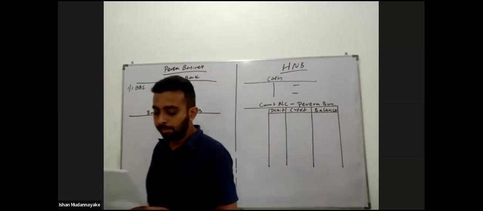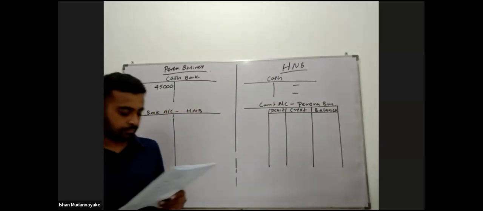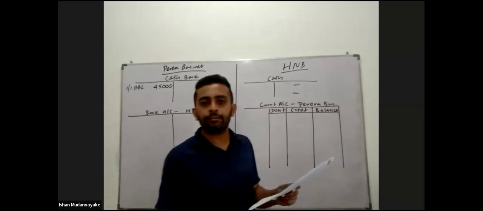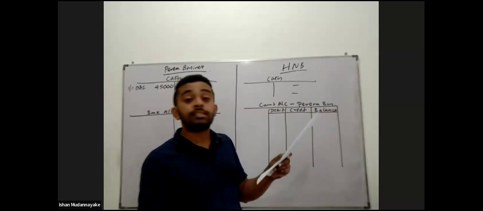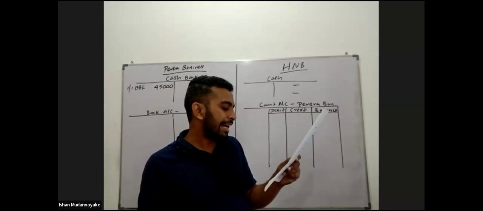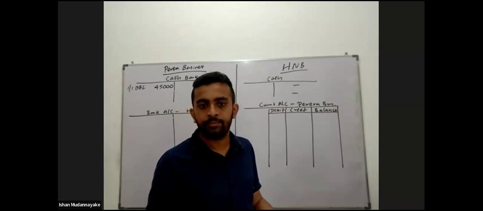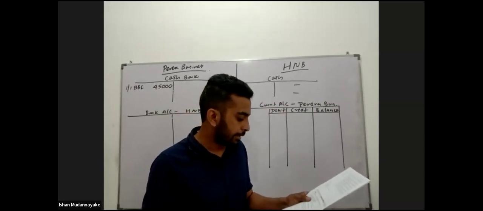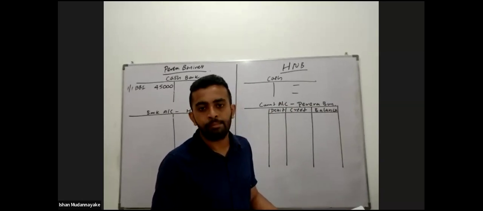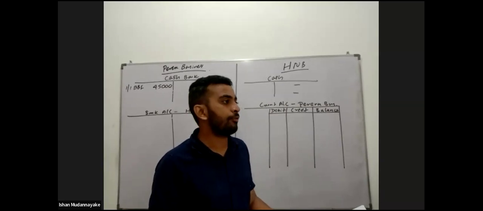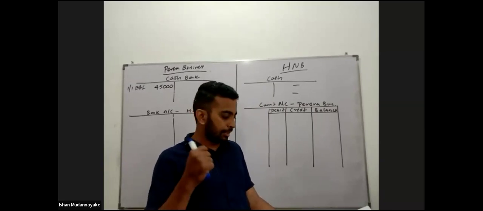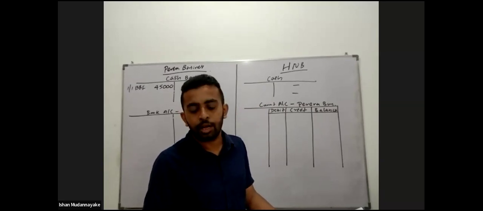Clear? Okay then. Second one. Look at the second one. 2nd January. Received 30,000 cash from a debtor. Then how to pass the double entry for this transaction? The business collected 30,000 cash from a debtor. How to record this one?